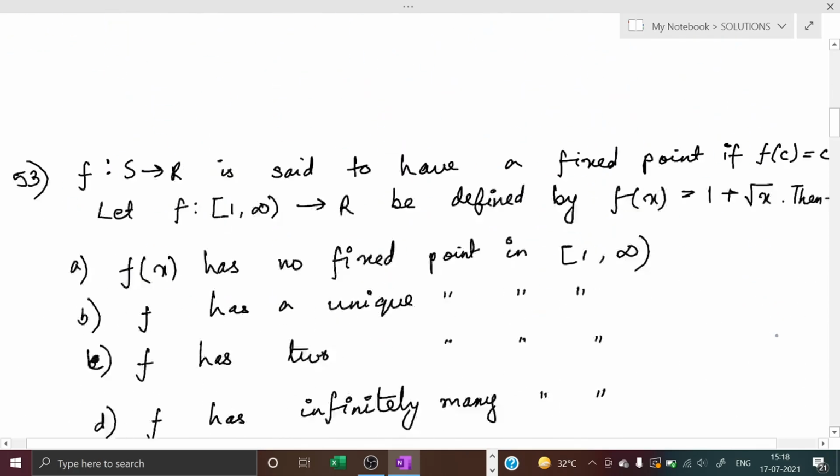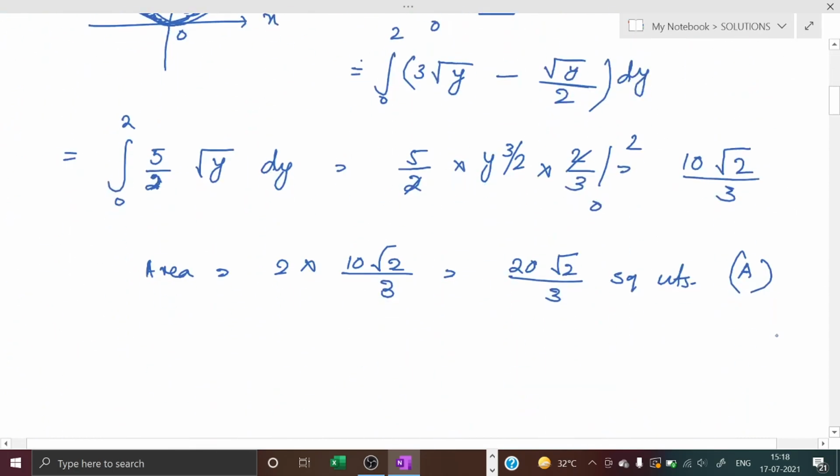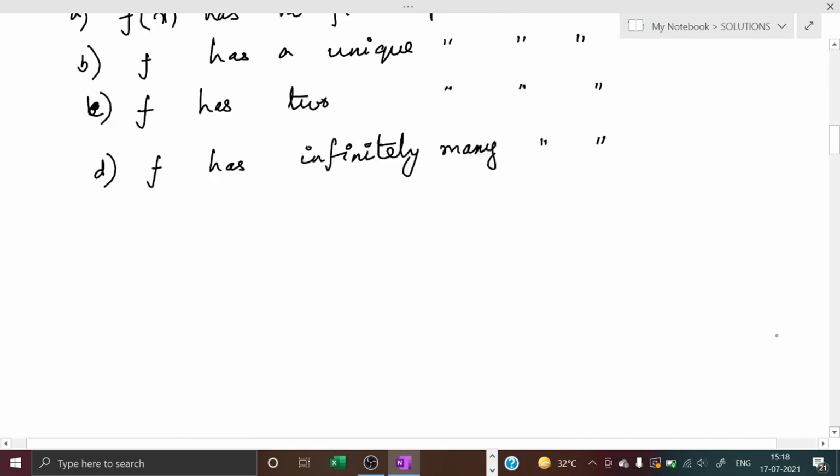Okay, next question. Again, you will have different sets for your exam, so I'm just solving the question. Go and match with your own question paper. Okay, this is a very good question, completely on calculus.